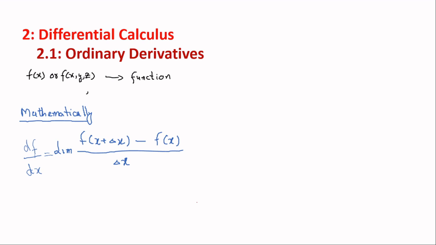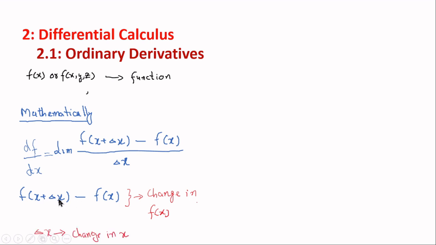Mathematically, the definition of the derivative is df over dx equals the limit as del x approaches 0 of f(x plus del x) minus f(x), divided by del x. Here f(x plus del x) minus f(x) is the change in the function, if you change the argument to x plus del x. Del x is the change in x.